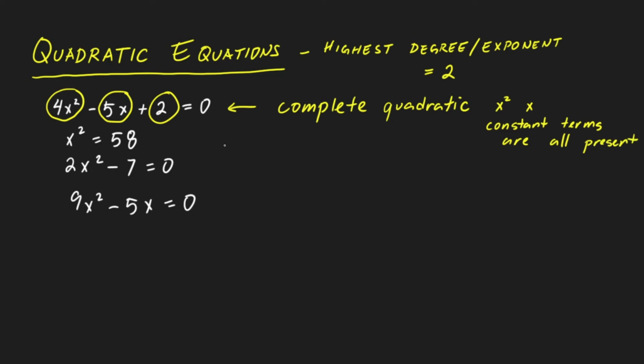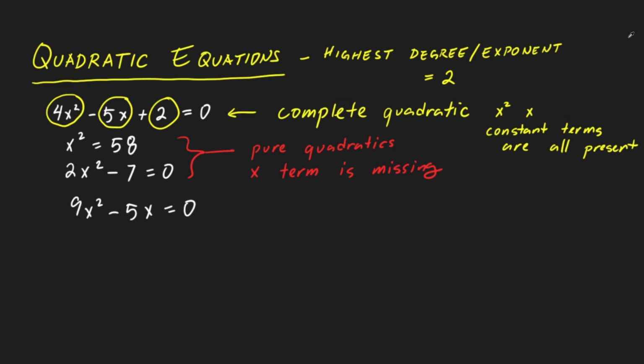Here, these two are both called pure quadratics. Why is that? It's because they don't have an x term. The x term is missing. You can see there is no x term. Where is the x term? No x term. So it's just 2x squared minus 7. It's just the x squared term and the constant. And here is just the x squared term and the constant. It's just 58. Okay?